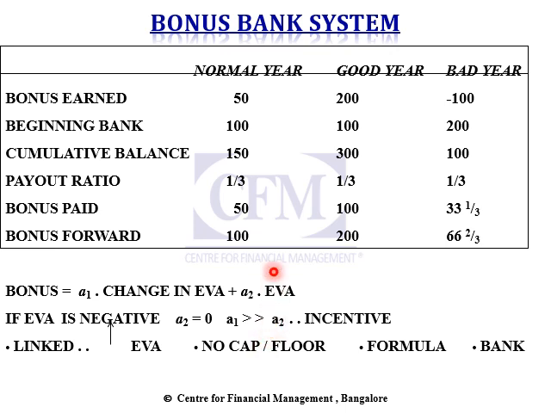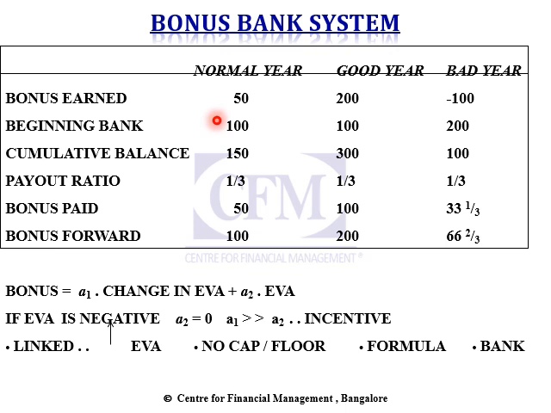The second feature is the bonus bank system. To understand the bonus bank system, let us look at a numerical example. In a normal year, the bonus earned as per this formula is 50. In a good year, the bonus earned as per this formula is 200. In a bad year, the bonus lost according to this formula is minus 100. The payout, of course, is moderated because of the introduction of the bonus bank system.